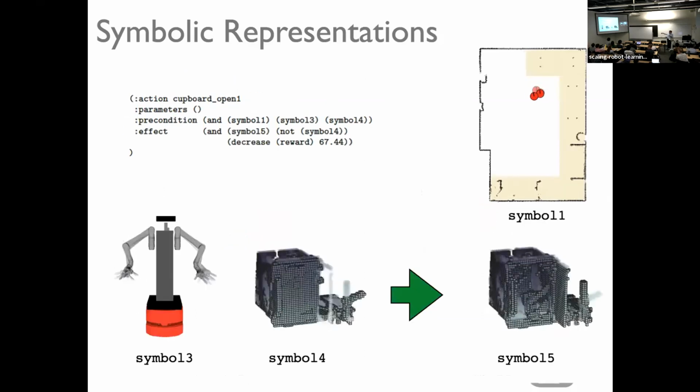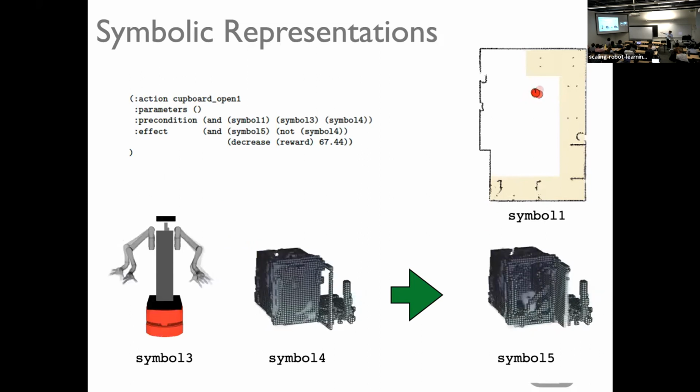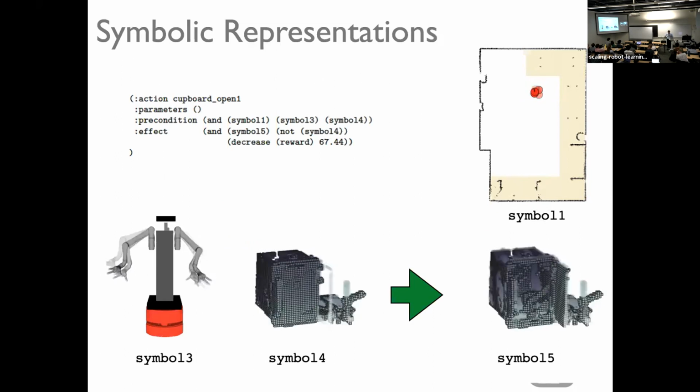Here's a more interesting one. If you want to open the cupboard, you need to be standing in front of it. We've done that one already. Symbol 3 needs to be true. That's a distribution of the robot's joints. You'll notice that the hands are down here. So it's not carrying an object. It's not got anything in its hands.